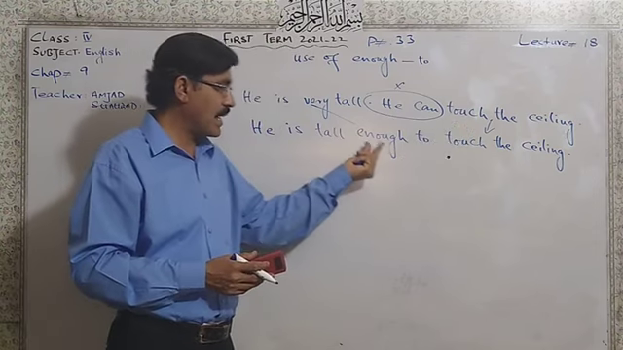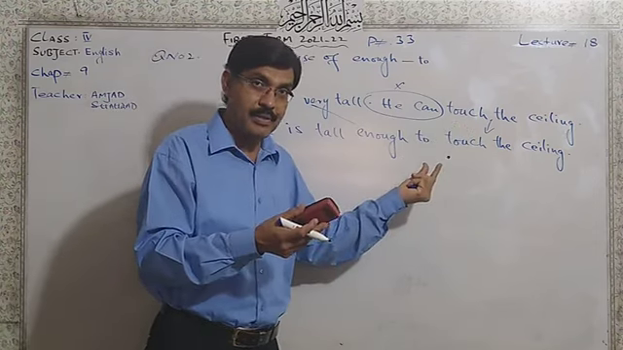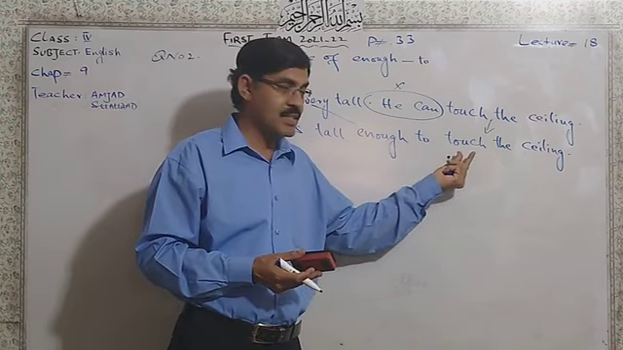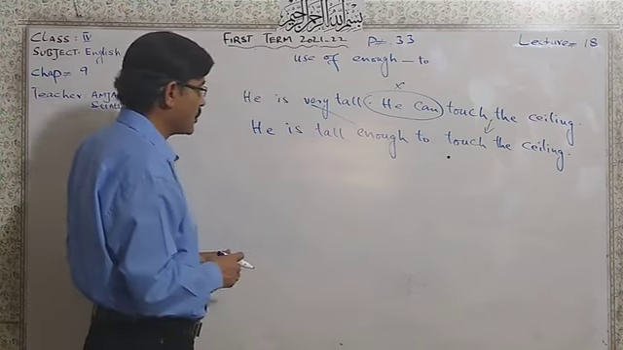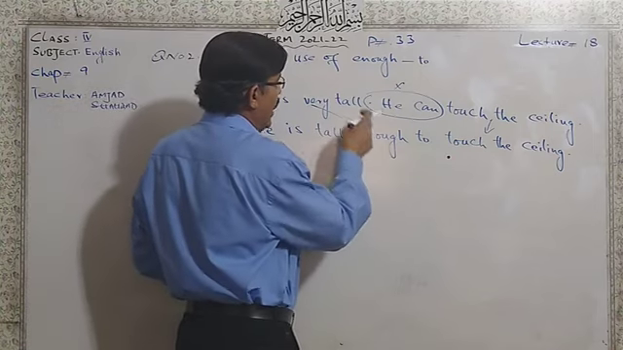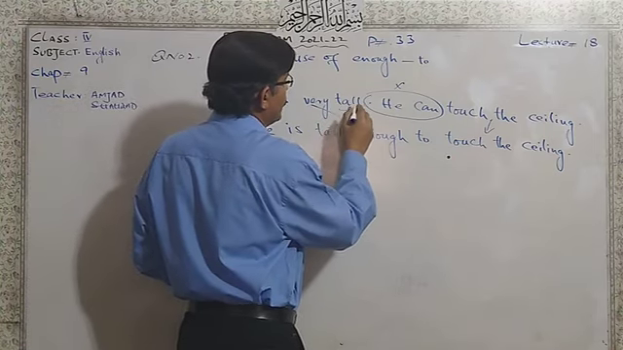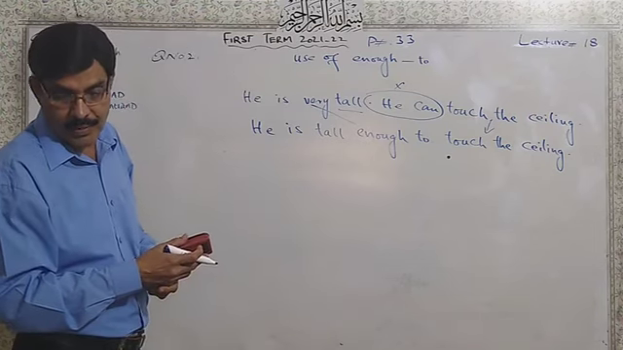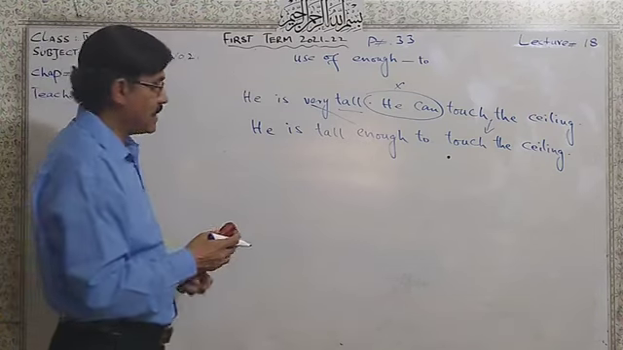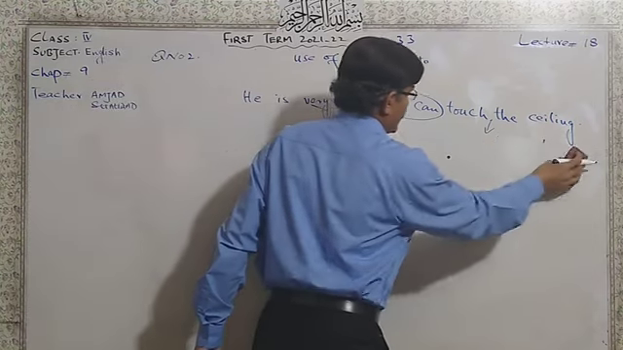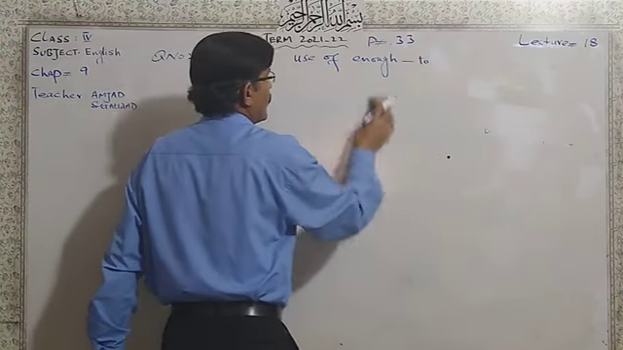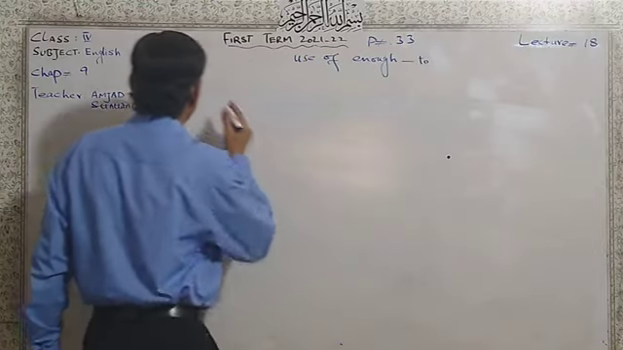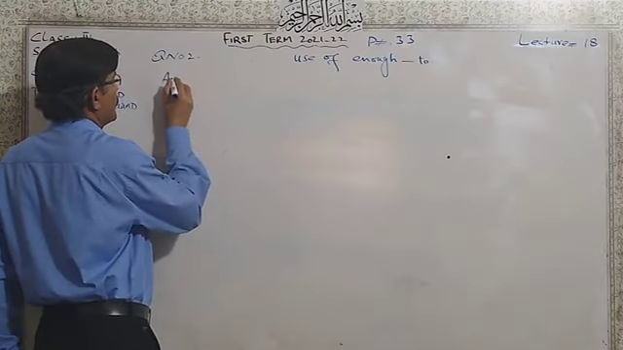He is tall enough. He's so big, like this. He is tall enough to touch the ceiling. I hope you understood this one. Very changing to enough. And after this adjective, you have to write enough. Okay? Strong enough, tall enough. Okay? Big enough, like this. This one, answer.